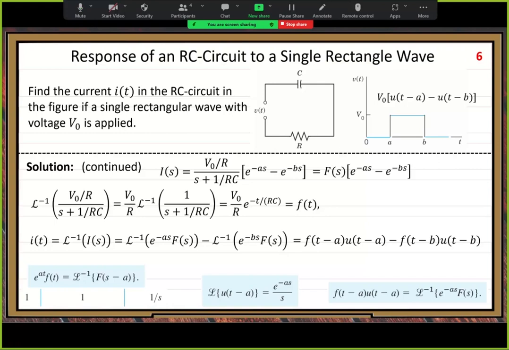Then the last step, because you know the little f, you just copy the little f. Factor that out. That's the final solution.